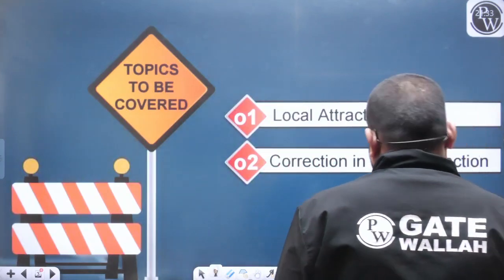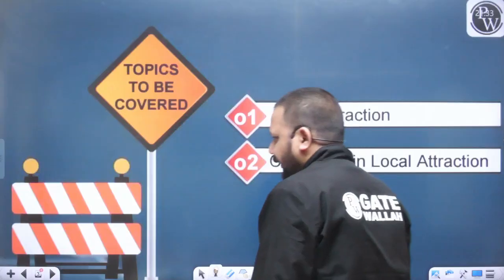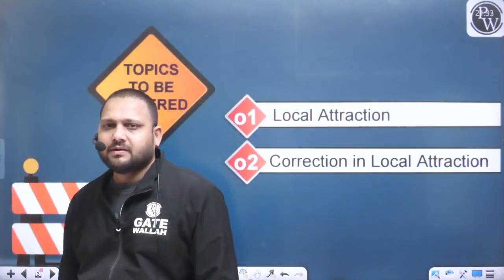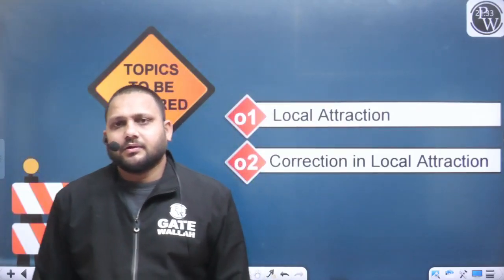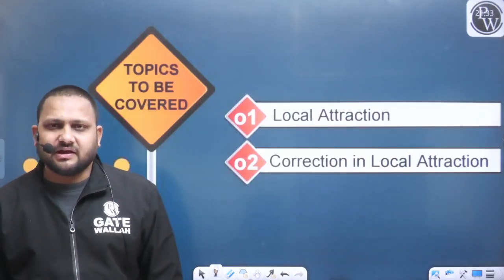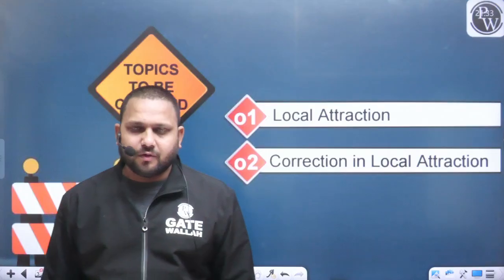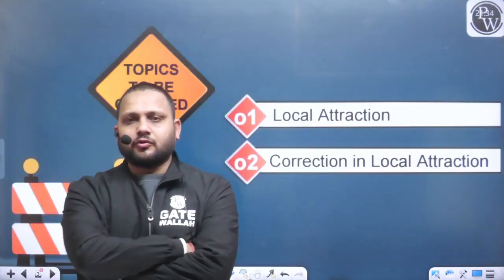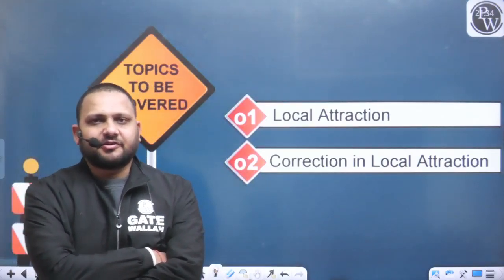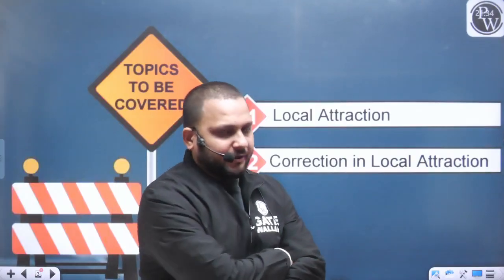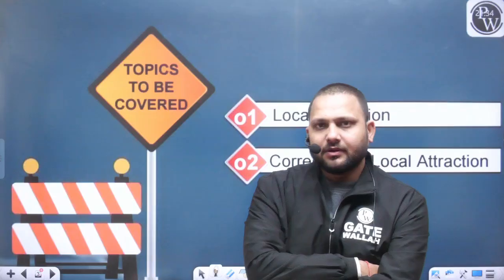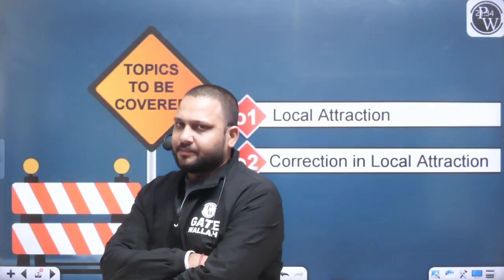In the last class, the concept that we are going to use in this class is that the difference of fore bearing and back bearing of any line is equal to 180 degrees. I hope you have attended that part.